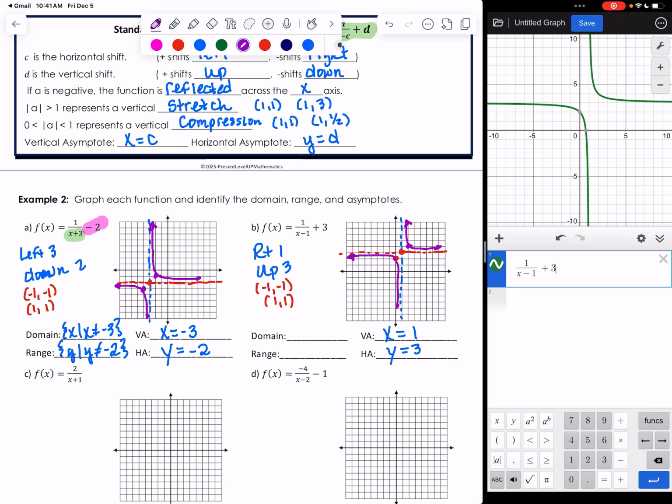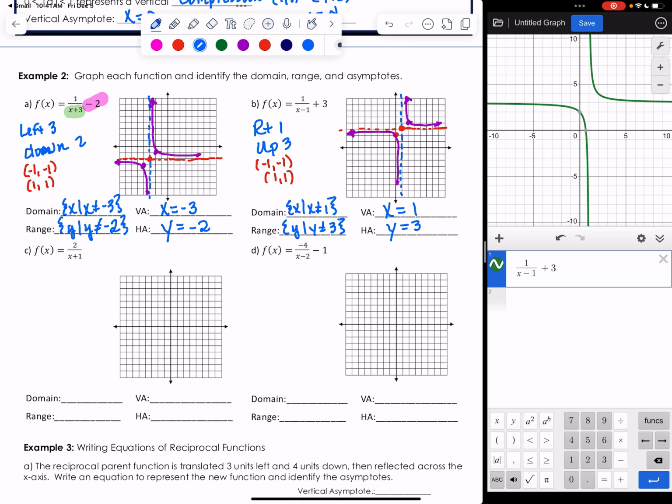All right. Now, lastly, I want to get my domain and range. So the domain would be the set of all x's such that x cannot equal positive 1. The range, the set of all y's such that y cannot equal positive 3. All right.